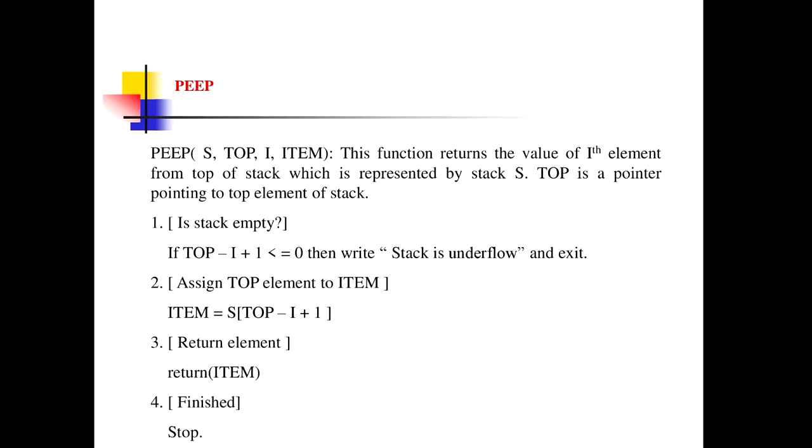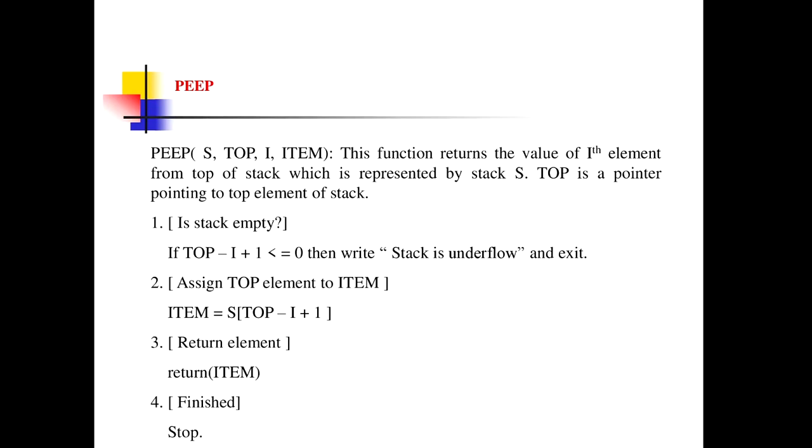Now here I take one example. Suppose I want to display the third element from the top of stack. So now you have to check for the underflow condition. Suppose here the value of top is 4 and I is 3. So now you calculate 4 minus 3 plus 1. 4 minus 3 becomes 1. 1 plus 1 becomes 2. And is 2 less than or equal to 0? No. Condition becomes false.